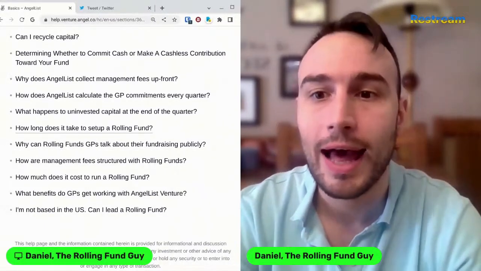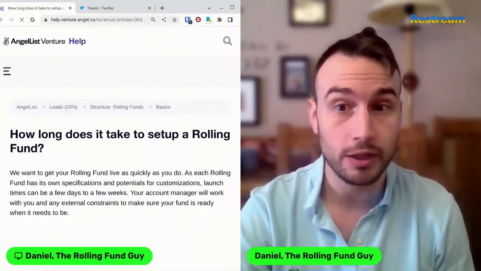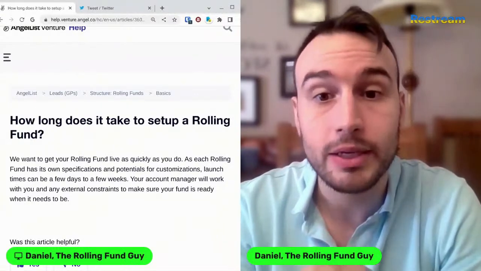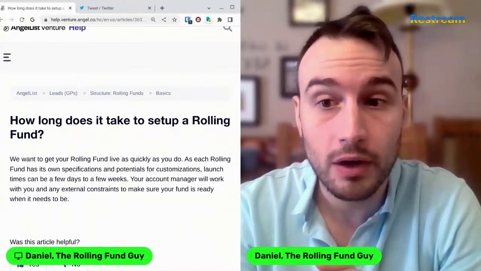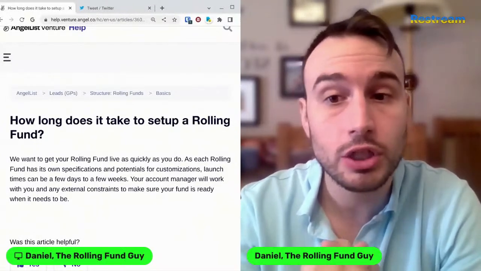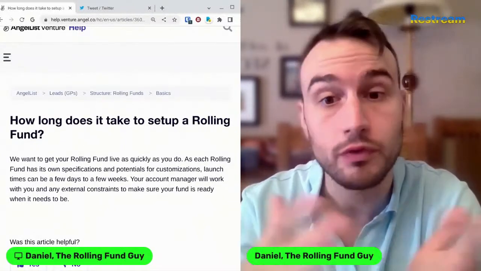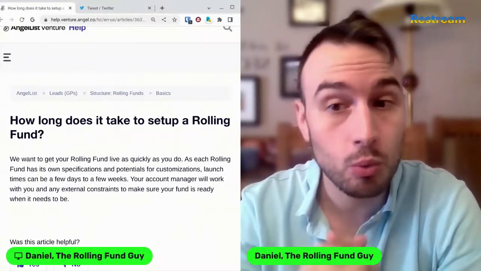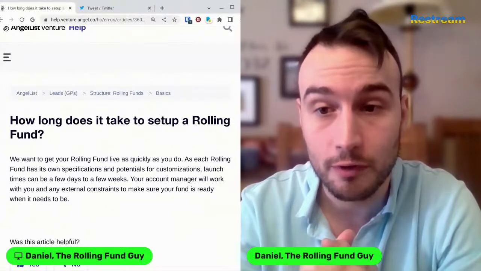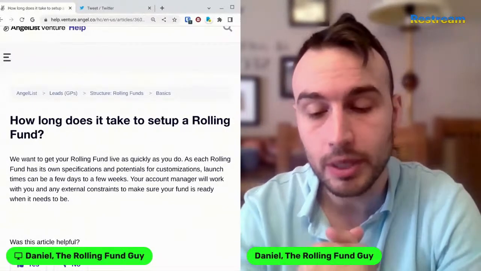Okay, let's go. How long does it take to set up a roll-in fund? We want to get your roll-in fund live as quickly as you do. As each roll-in fund has its own specifications and potentials for customizations, launch times can be a few days to a few weeks. Your account manager will work with you and any external constraints to make sure your fund is ready when it needs to be.